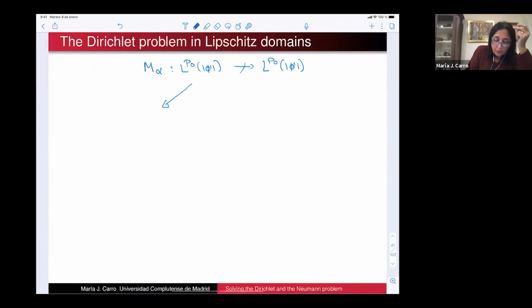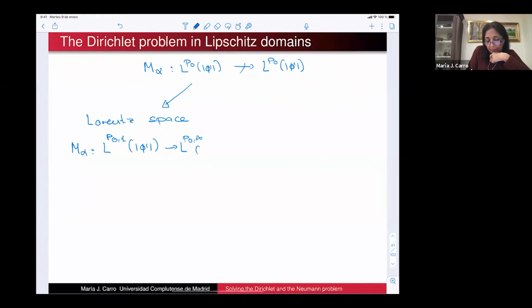Okay, so one path goes for what are called Lorentz spaces, which means that instead of looking for boundedness on LP0, we may try to see if the operator satisfies what is called restricted weak type boundedness, which means that we want to study if the operator is bounded from LP0,1 into LP0,infinity of phi prime. Well, these spaces will appear later, but let me just say that LP0,1 is smaller than LP0, and LP0,infinity is bigger than LP0. So this condition is weaker, and therefore we may have some hope that for some domain we may have restricted weak type. And the second path is by logarithms. Okay, so let me say Orlicz spaces.